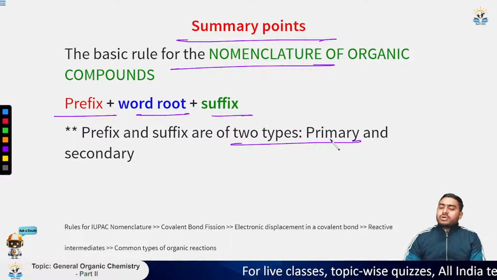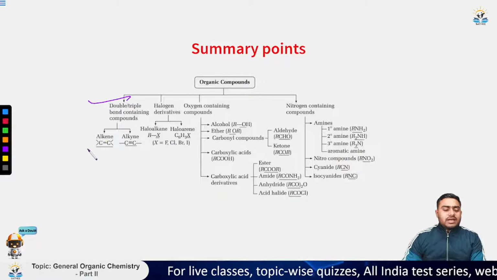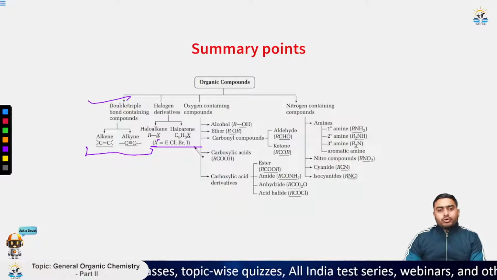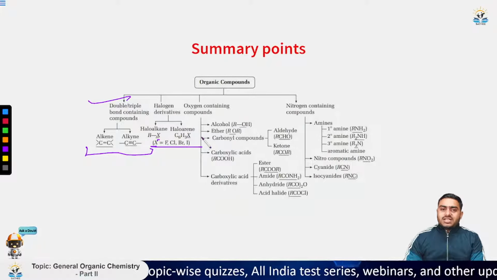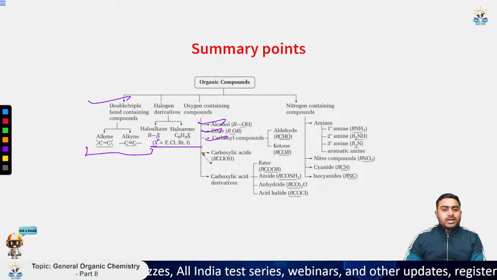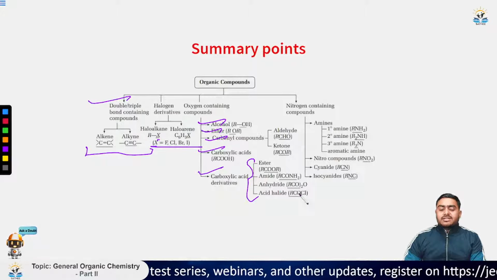Prefix and suffix are of two types, primary and secondary. You can see organic compounds like double and triple bond containing ones, alkene, alkyne. Halogen derivatives like R-X, where X is fluorine, chlorine, bromine, iodine, and haloarenes like C6H5X. Oxygen containing compounds like alcohols, ether, carbonyl compounds, right? Carboxylic acid derivatives like ester, amides, anhydride.